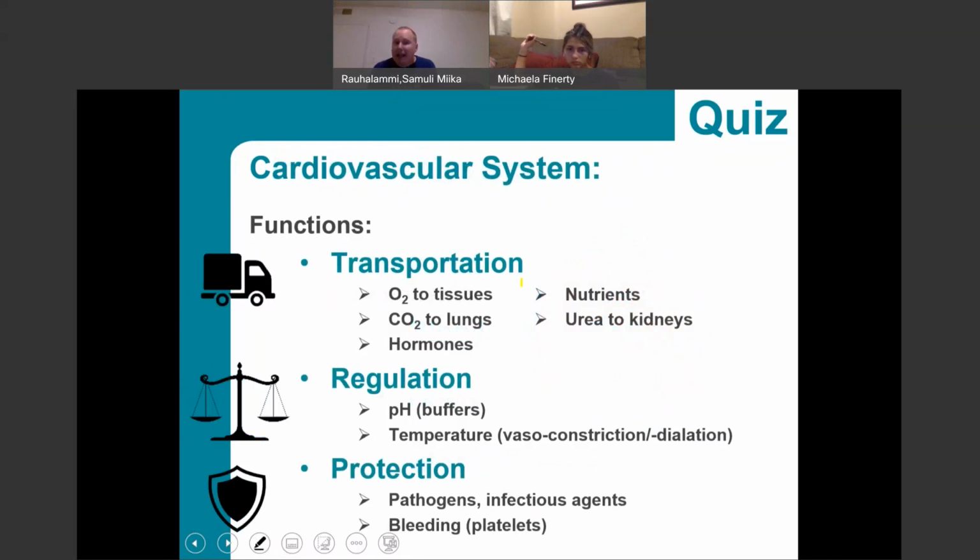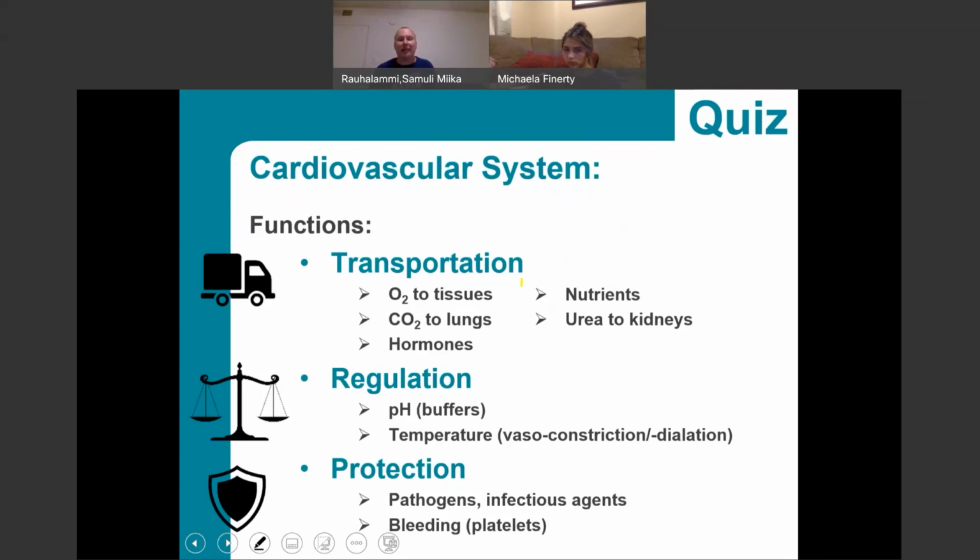The other thing that we talked about right at the beginning of the class, which is again a question in the quiz, is what are the functions of the cardiovascular system? On that quiz question, you will be given the functions: transportation, regulation, and protection. And you are asked to drag these things under the right heading. So you know that oxygen transportation and carbon dioxide transportation go under transportation.